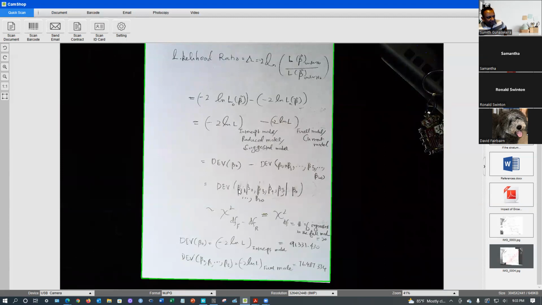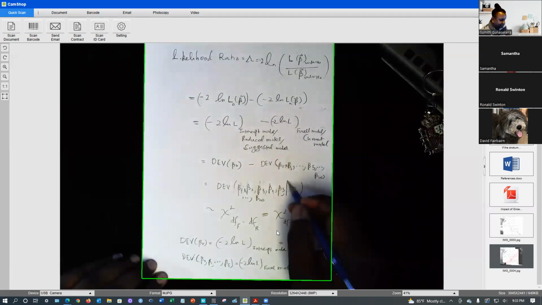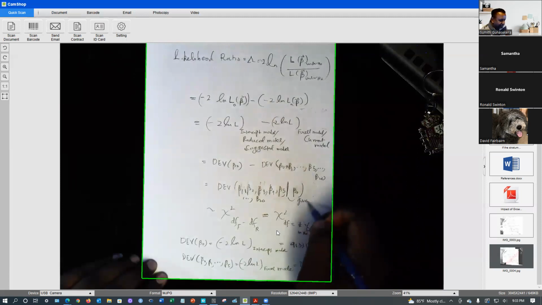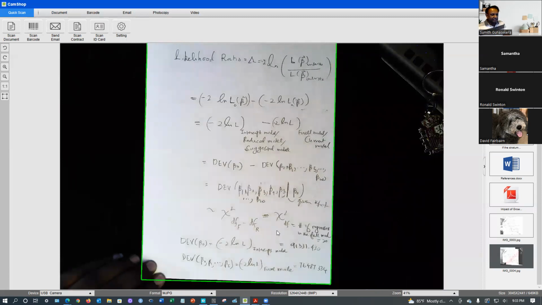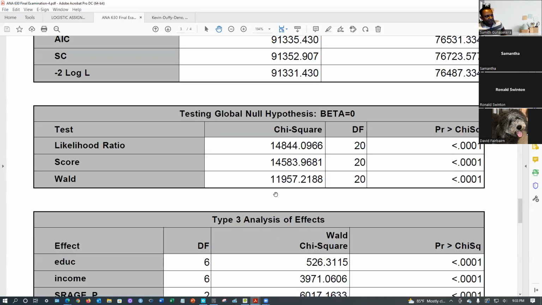These are the ones being tested: beta 1, beta 2, beta 3, beta 4, beta 5, all the way up to beta 20, given that you have beta naught in that reduced model. The line means given. It's nothing but a chi-square with degrees of freedom of this model minus degrees of freedom of that one, and you know the deviance from the table.